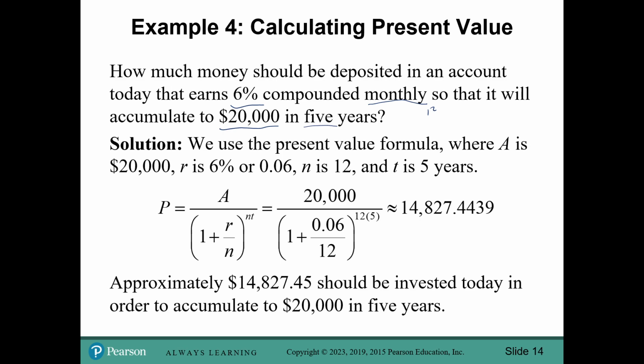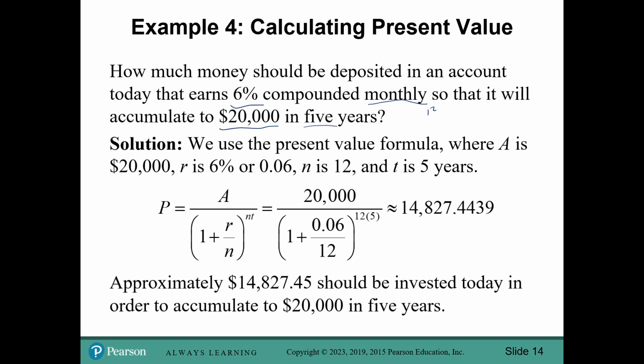We get 14,827.4439. We round it up to the nearest cent here, because you'd rather be over your budget than under your budget, right? We want to make that 20 grand, and $19,999 might not do it for us, so we're just going to round up to the nearest cent. So approximately $14,827.45 should be invested today in order to accumulate $20,000 in 5 years.